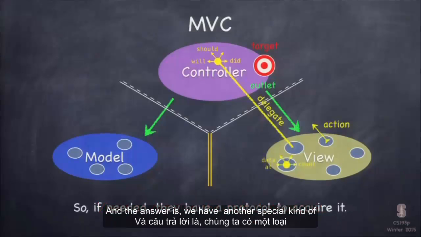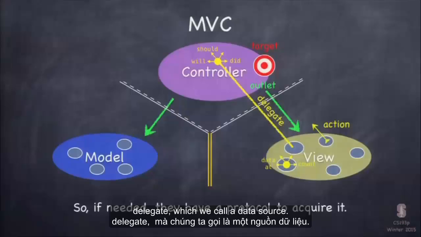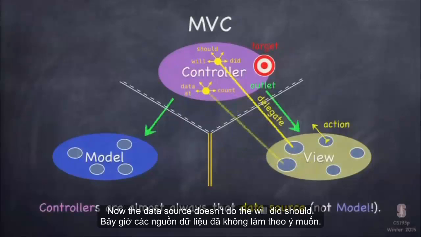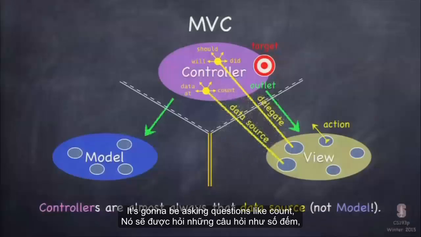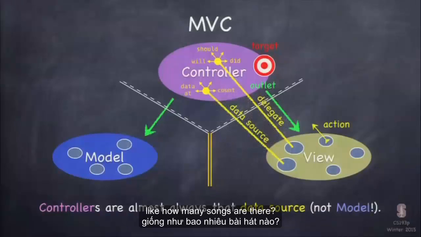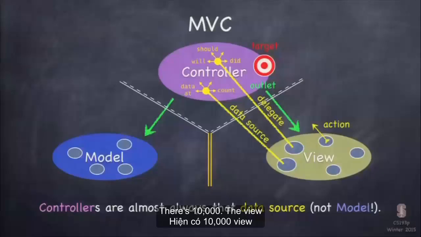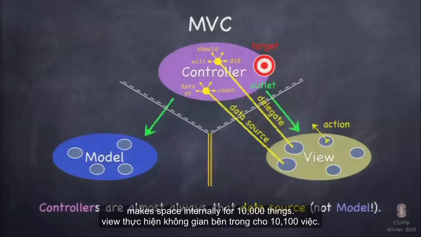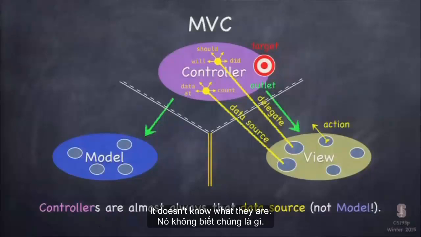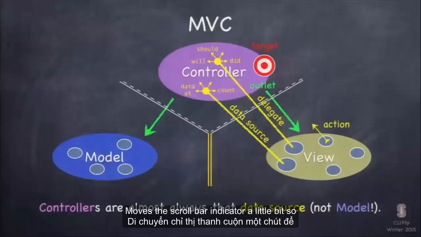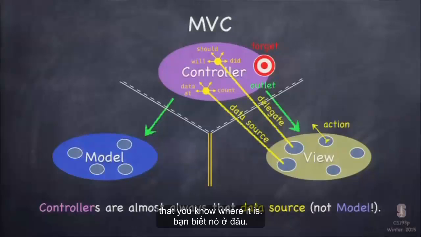And the answer is we have another special kind of delegate, which we call a data source. Now, the data source doesn't do the will, did, should. It's going to be asking questions like count, like how many songs are there? And the controller looks in the model, 10,000. Responds to the view, there's 10,000. The view makes space internally for 10,000 things. It doesn't know what they are. It moves the scroll bar indicator a little bit so that you know where it is.